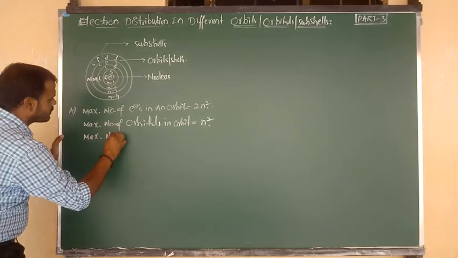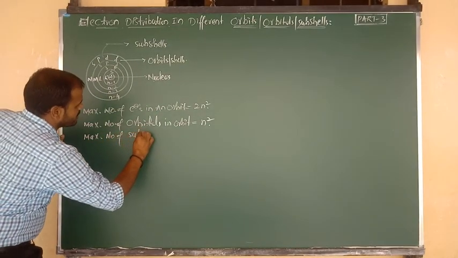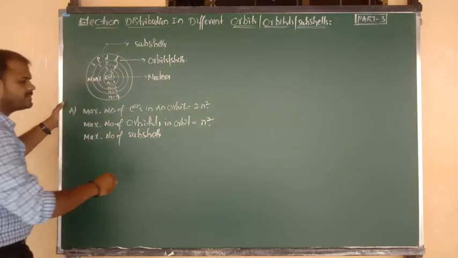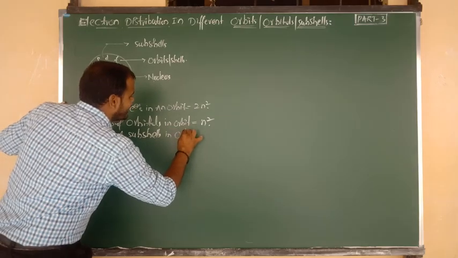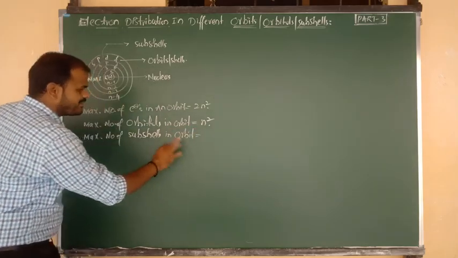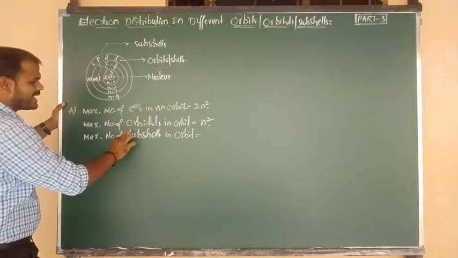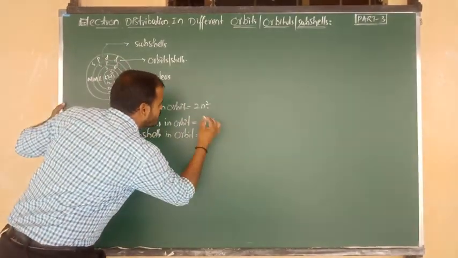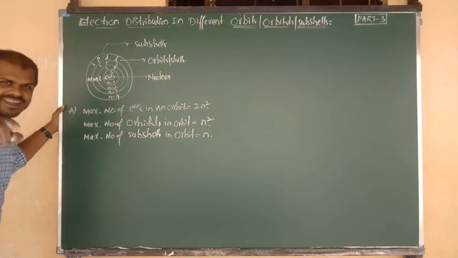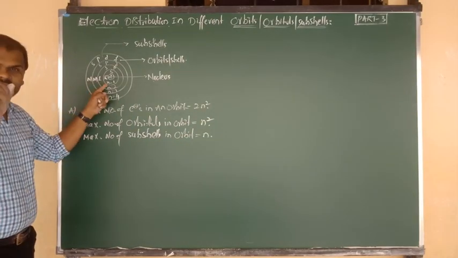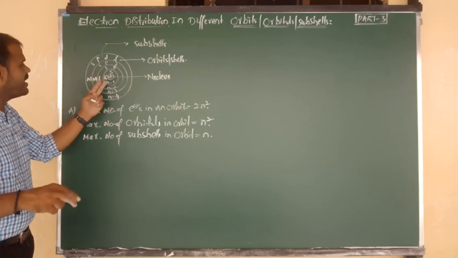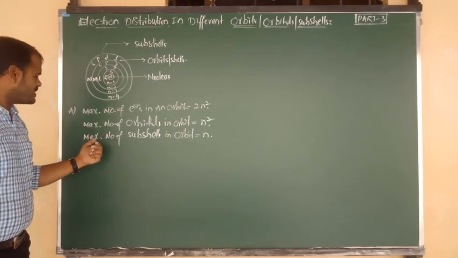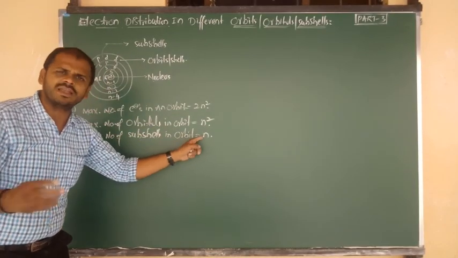Next, another formula: the maximum number of subshells in an orbit. Electrons equal 2n square, orbitals equal n square, and subshells equal simply n. I have already told you this. First orbit, n equals 1, subshell is 1; orbit number 2, subshells are 2; orbit number 3, subshells are 3. So the number of subshells in an orbit is equal to n.